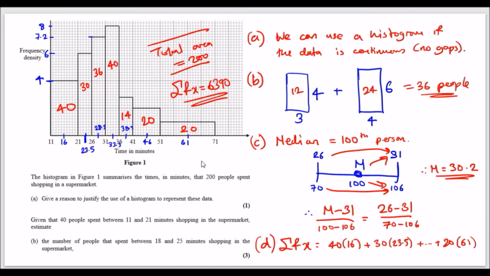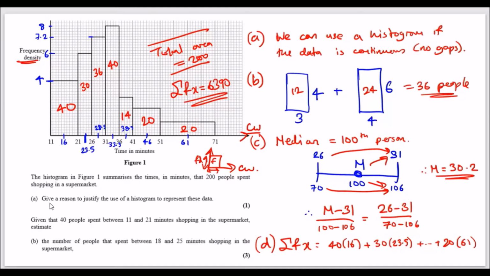For those who are unsure, a frequency is always the area of the block. So we've got frequency here, F. We've got the height, which is the frequency density, and the width, which is the class width. So FD, class width, and frequency density. The x-axis is the class width. So it's always base times height to find the area of the block.